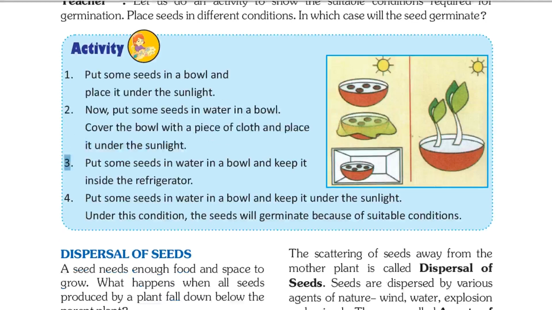Number 3. Put some seeds in water in a bowl and keep it inside the refrigerator. And number 4. Put some seeds in water in a bowl and keep it under the sunlight. Under this condition, the seeds will germinate because of suitable conditions.